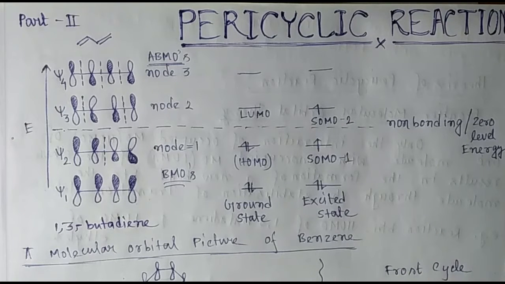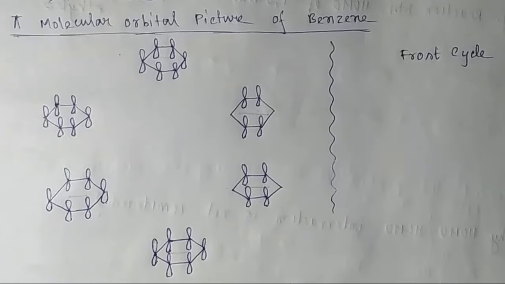I also told you in my earlier video that in the next video I will tell the pi molecular orbital picture of a cyclic molecule like benzene and others. So definitely we will learn the pi molecular orbital picture of benzene. Listen carefully: the pi molecular orbital picture of a cyclic molecule is not similar to that of an acyclic molecule. These molecular orbitals do not follow the n minus 1 rule. They follow another rule, that is, we can derive this pi molecular orbital picture from the Frost cycle.